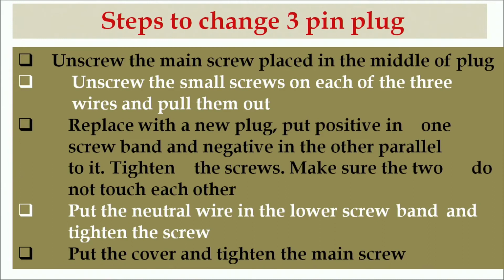Put positive in one screw band and negative in the other, parallel to it. Tighten the screws. Make sure the two do not touch each other. Put the neutral wire in the lower screw band and tighten the screw. Put the cover on and tighten the main screw.